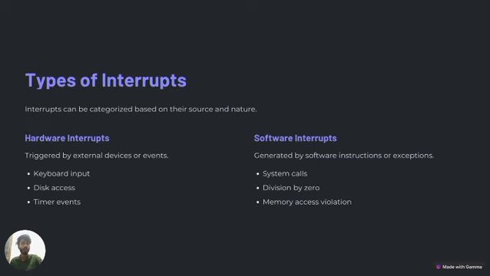So here are the types of interrupts. Interrupts can be categorized based on their source and nature. First come hardware interrupts, triggered by external devices or events, such as keyboard input, disk access, and timer events. Then software interrupts, generated by software instructions or exceptions, such as system calls, division by zero, and memory access violations.